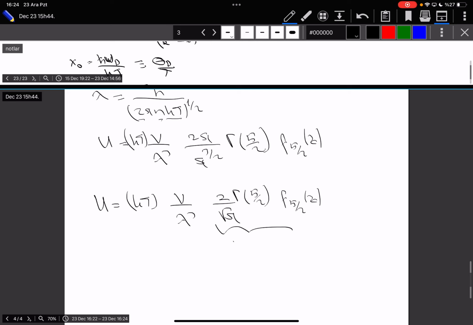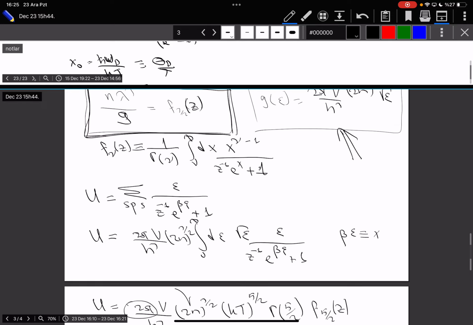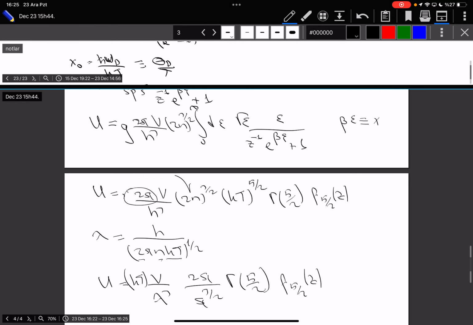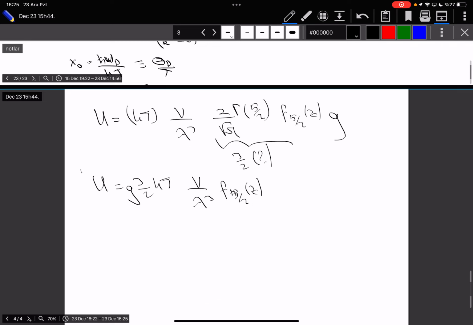Well, this ratio is 3/2. If you look up the value of gamma 5/2, that ratio is 3/2, so we end up having U equal to 3/2 KT V over lambda cubed F 5/2 of Z. But let me check this one in the break. And there's a factor I forgot, the degeneracy, G. This is my U.